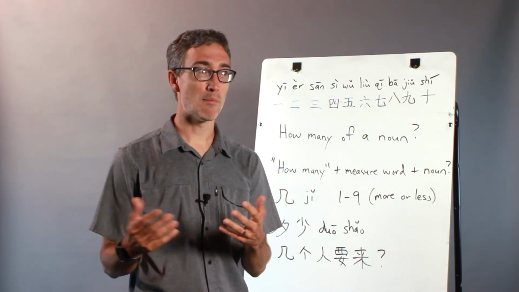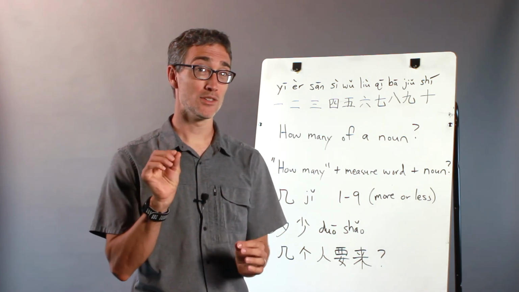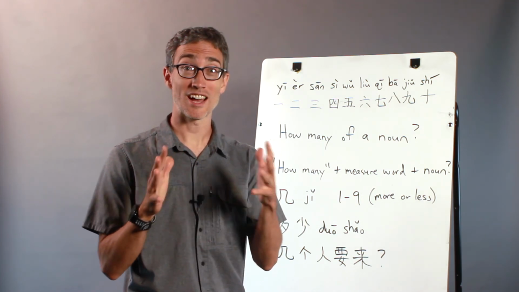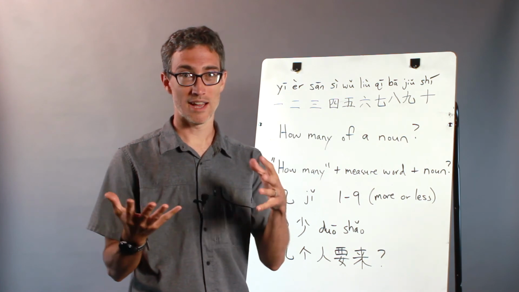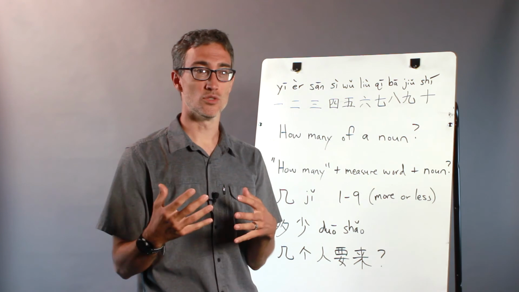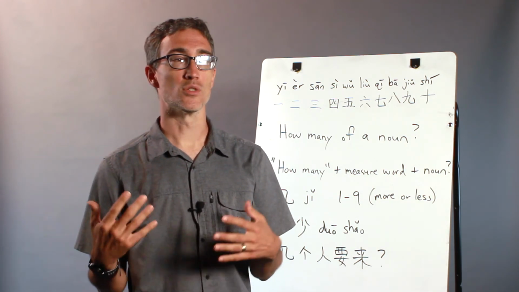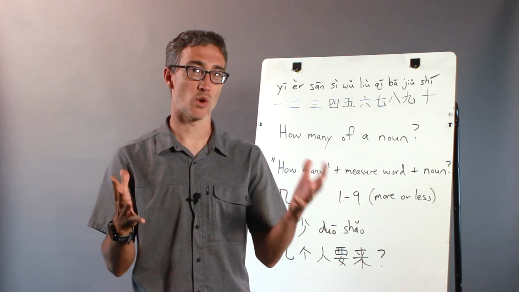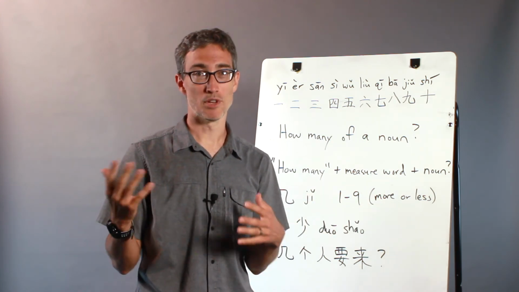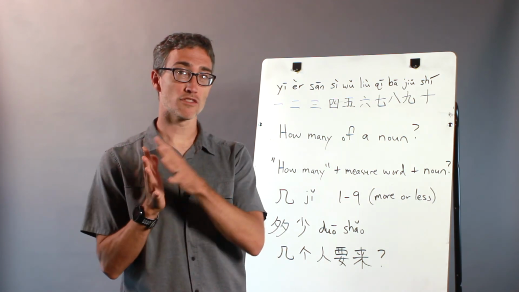So if I want to say how much water, I can say 多少水. But in that case, I'm not going to use a measure word because a measure word is for counting, and water, as a unit of water, is not countable. You talk about volume. It's how much water, and so it's not a countable noun. So you say 多少水, not 多少个水, how many waters. Does that make sense? And so duōshǎo can mean how much for uncountable things.